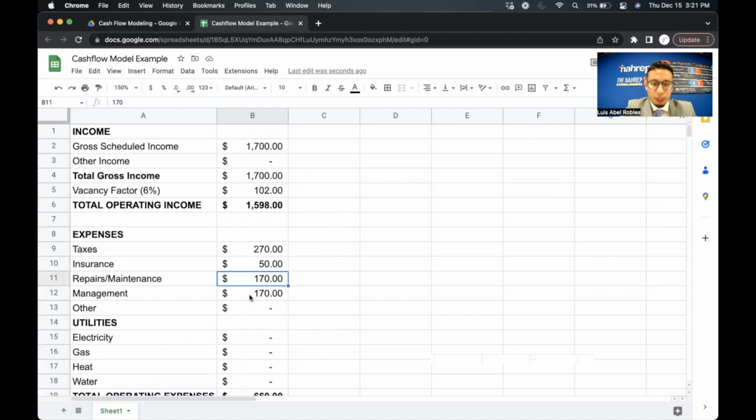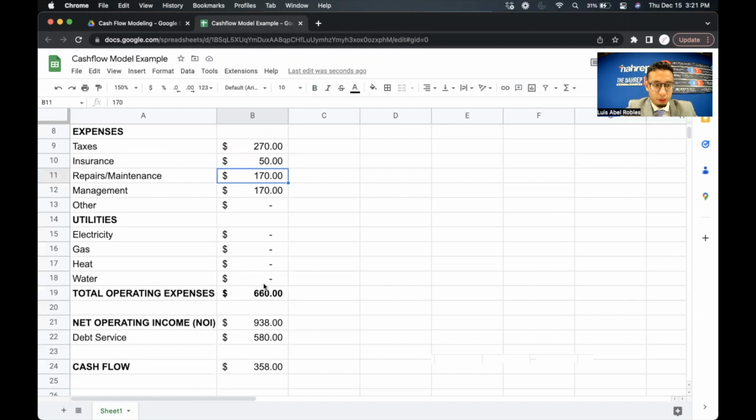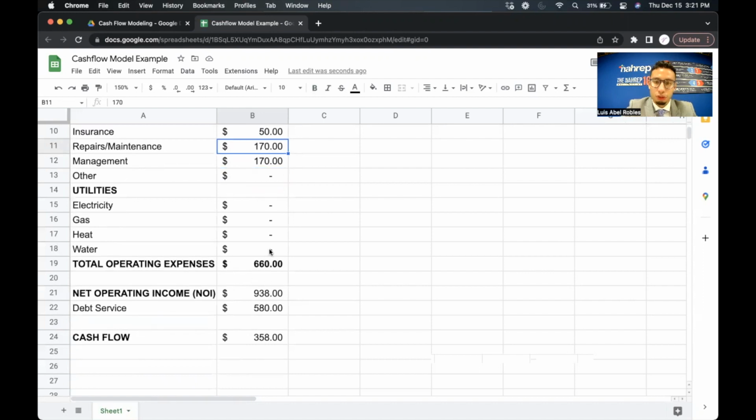So there you have it. This is a very simple and very easy way to figure out the cash flow on a property.